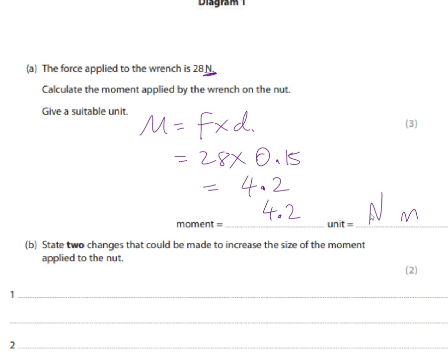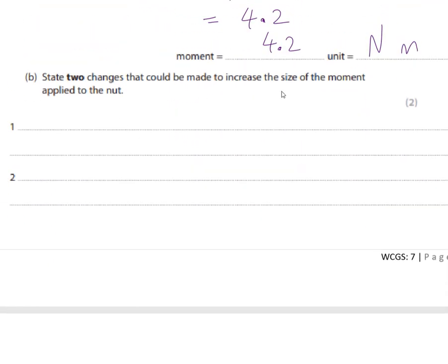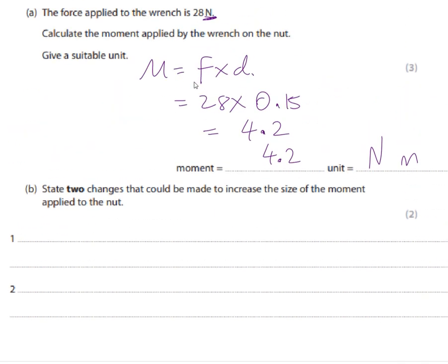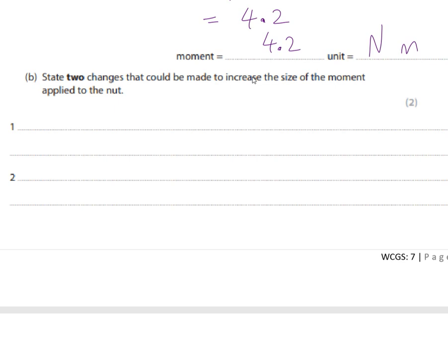Now, what can we do? What things affect a moment? The force, and the distance from the pivot. So what we can do is increase. We can say apply a larger force. Yeah. Right. Apply a larger force.